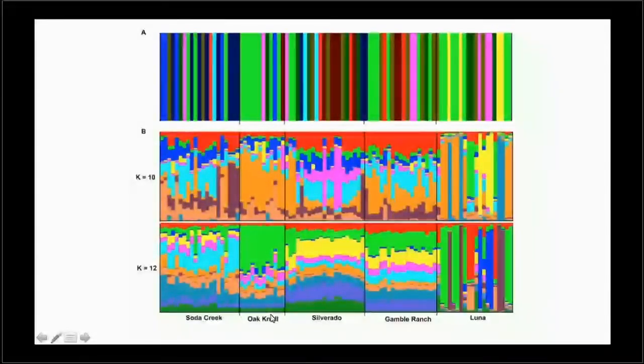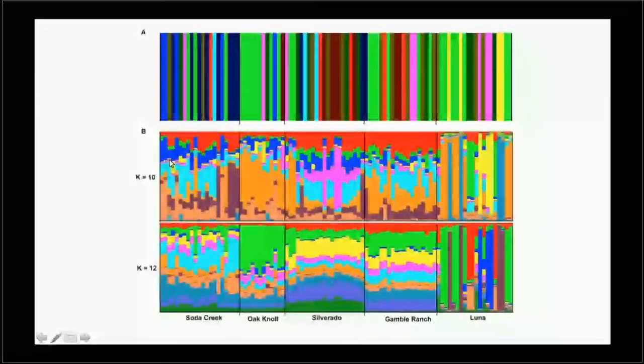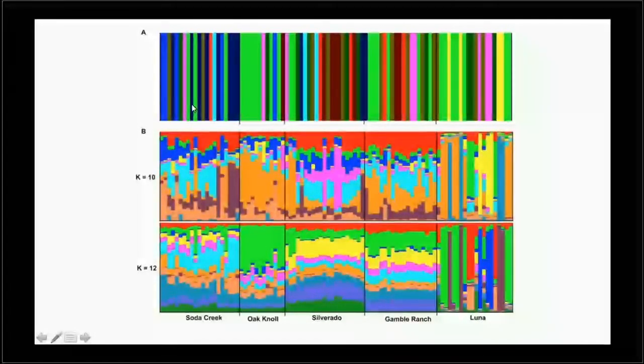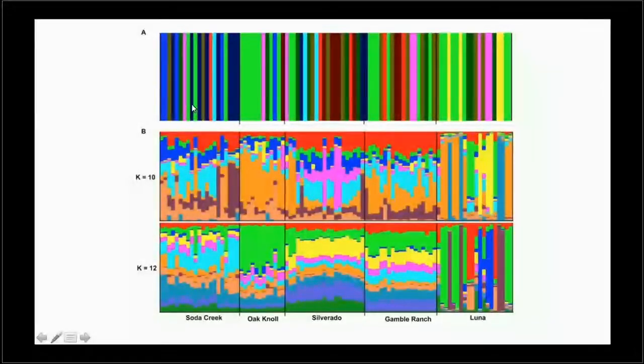Each one of these here is a vineyard. There are 5 vineyards. And what we try to do, there are different approaches, is ask if you can assign an isolate. One of these lines here is an isolate. Can you assign it to a vineyard based on its genetic markers?